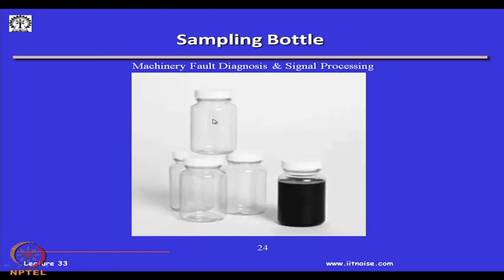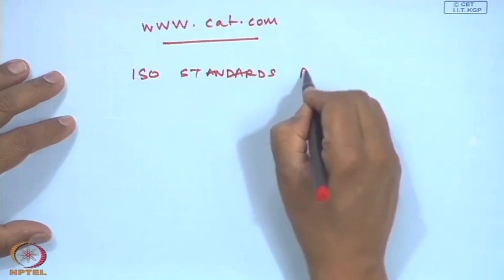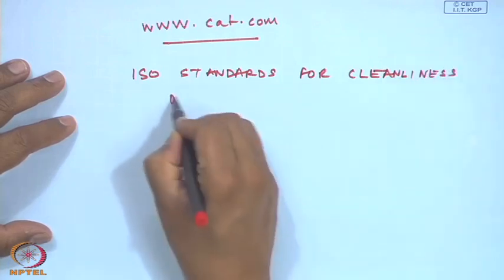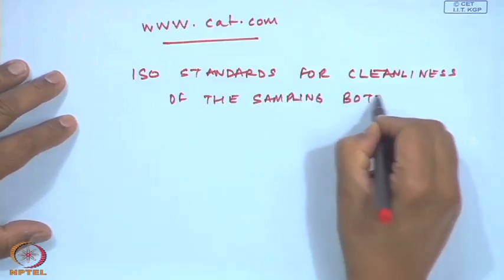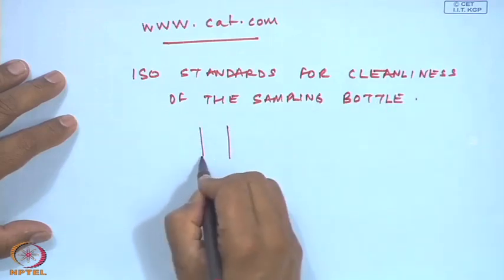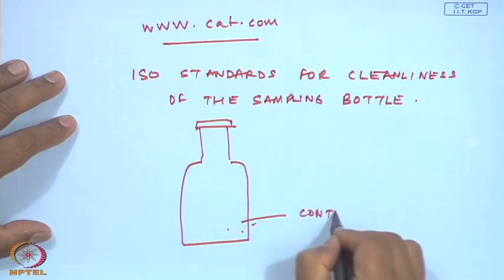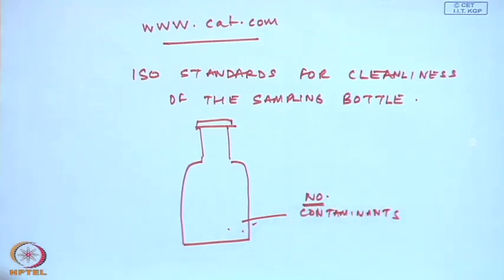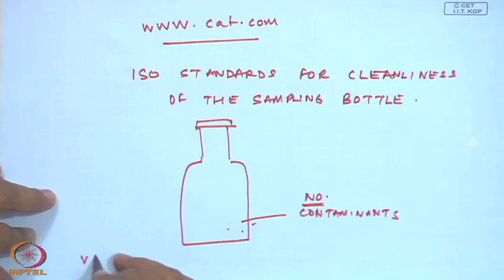Okay. Actually, the sampling bottles look something like this, and the bottles themselves have to be very clean. There are ISO standards for cleanliness of the sampling bottle, because the bottle itself should not have contaminants. It should have no contaminants, but "no" is difficult to define. So, there are ISO standards as to what is what, and how you collect it, ideally through a vacuum pump.